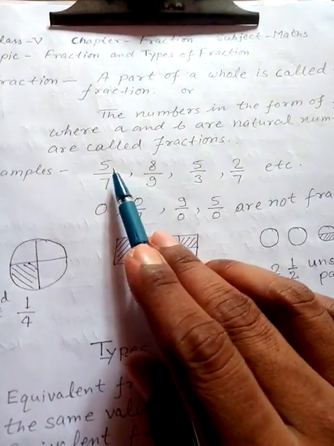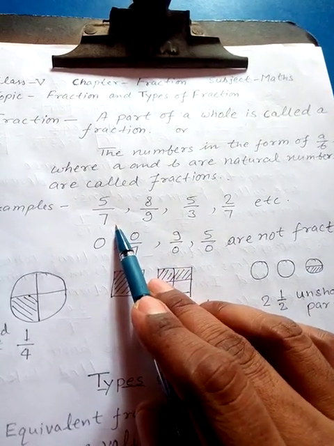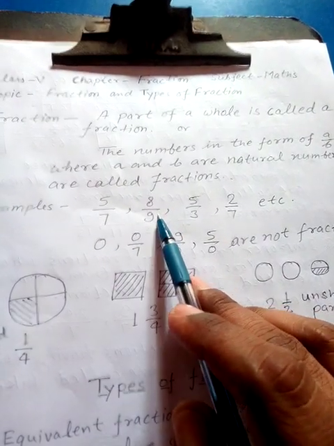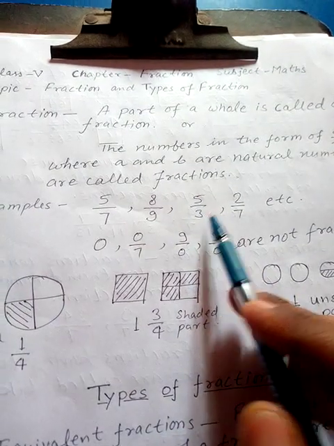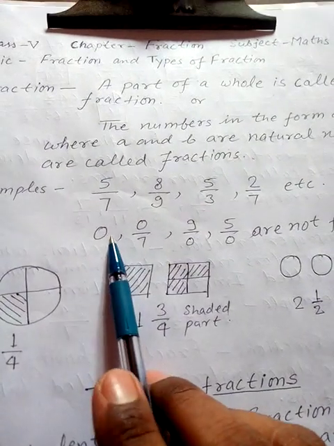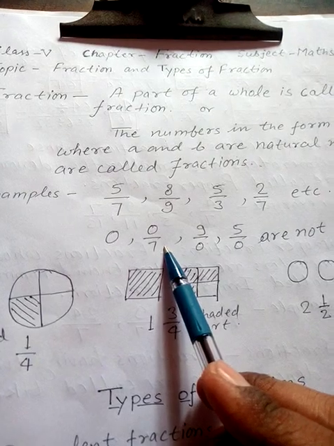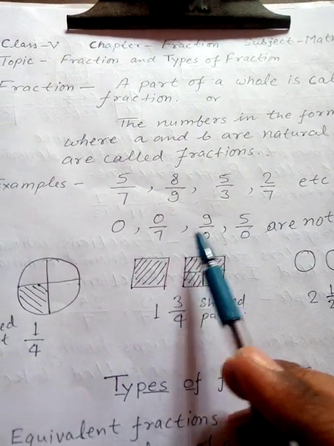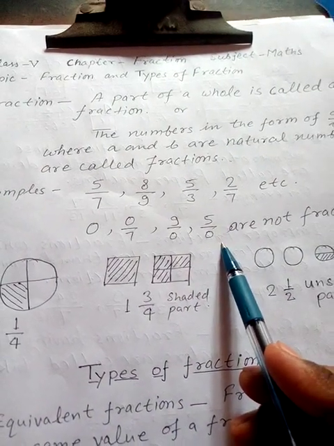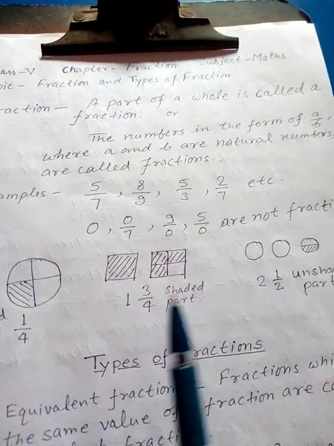For example, 5 by 7. Here 5 is the numerator and 7 is the denominator, and both are natural numbers. 8 by 9 is also a fraction, 5 by 3 is also a fraction, and 2 by 7 is also a fraction. 0 is not a fraction because 0 is a whole number. 0 by 7 is also not a fraction. 9 by 0 can never be a fraction. 5 by 0 can never be a fraction. These forms of numbers are not fractions.